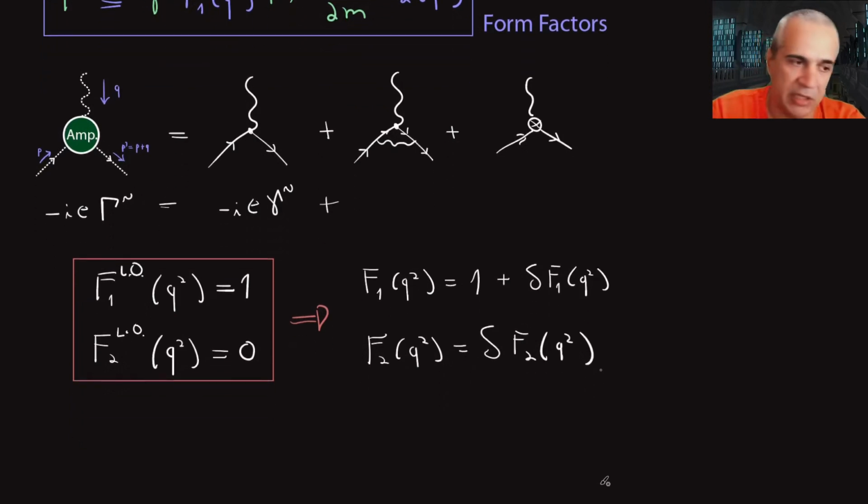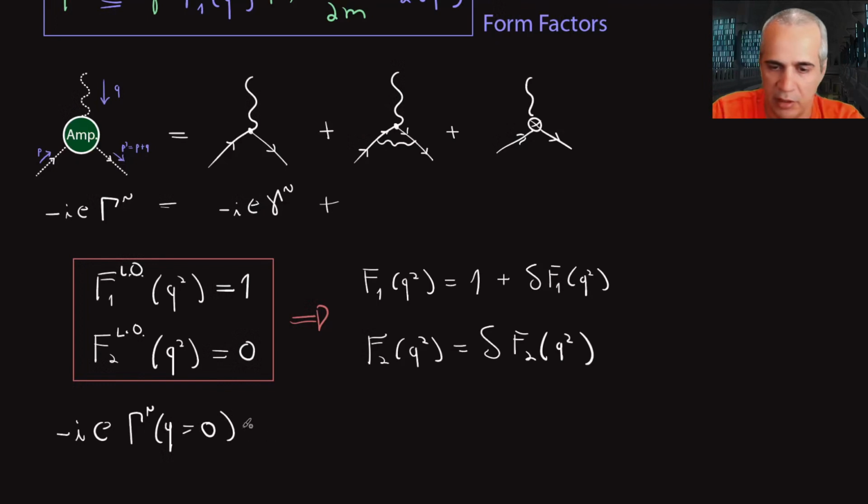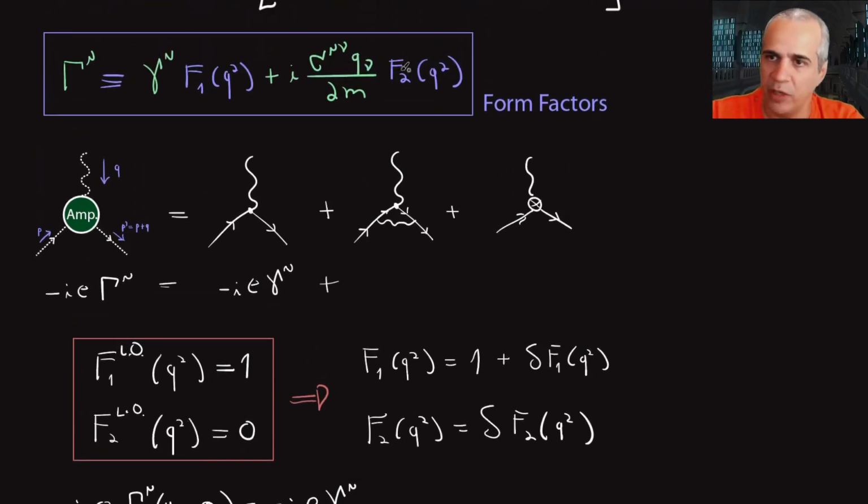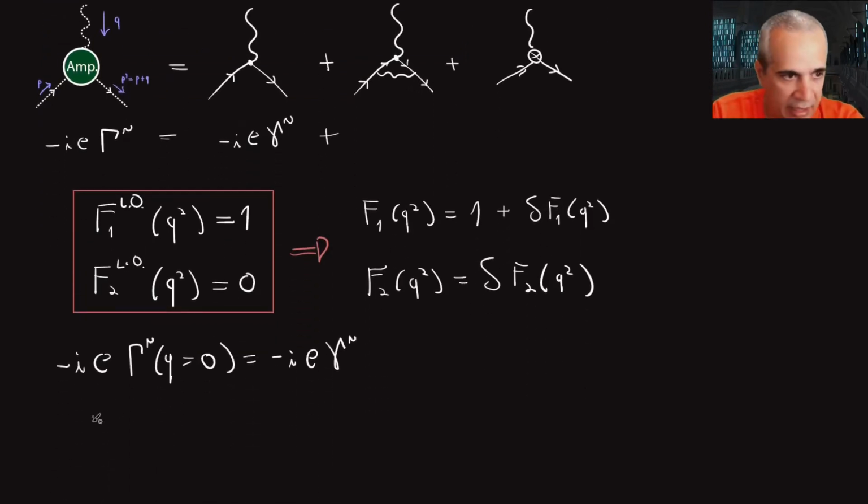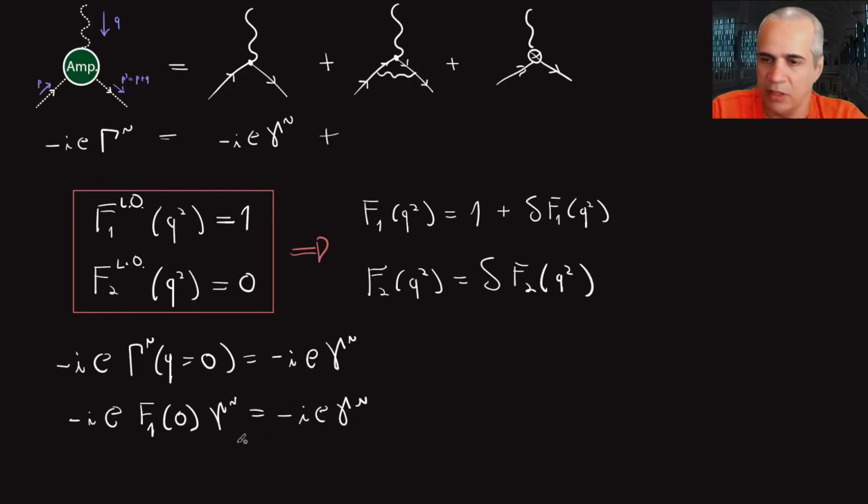And I'm putting a renormalization condition for this. I'll say that the full gamma for Q equals 0 is just minus i e gamma mu, right? That also tells me, if I rewrite this near this point, since F2 up here is multiplied by Q, this is a subleading contribution, 0 if Q is really 0. I'm only left with this one, so I can now write this as minus i e F1 of 0 gamma mu, and this needs to be minus i e gamma mu, because F2 goes away.